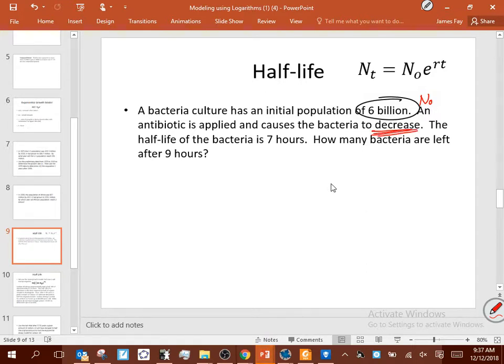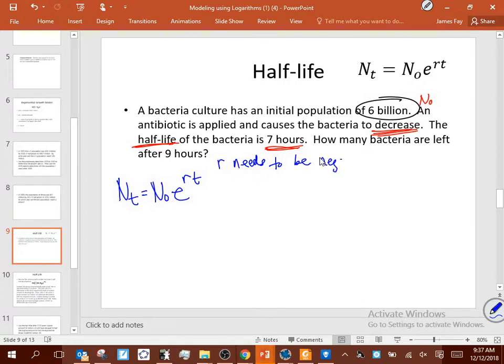So an antibiotic is applied and causes the bacteria to decrease. Decrease, right? So we're talking about decay. So the half-life of the bacteria is 7 hours. How many bacteria are left after 9 hours? Here's the thing. We're going to go N of t is equal to N sub 0 e to the rt. We're talking about decrease. So r has to be what? Yeah, r needs to be negative.